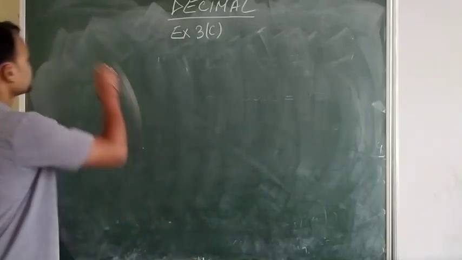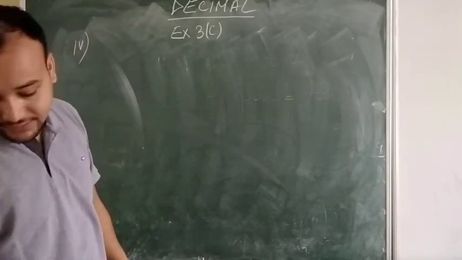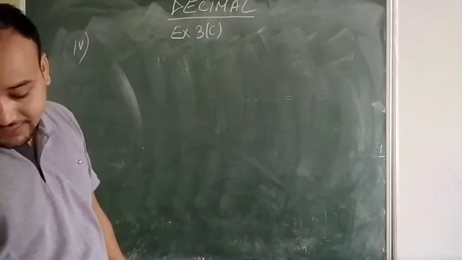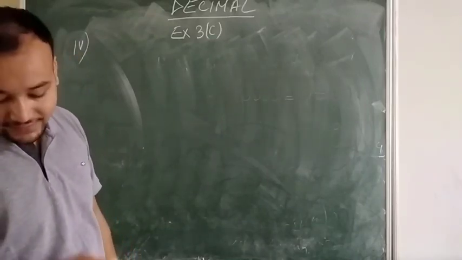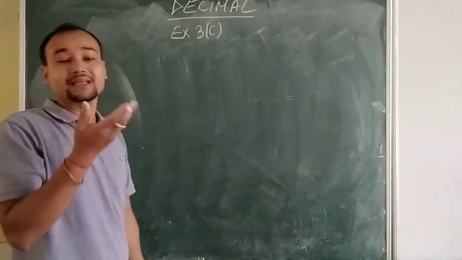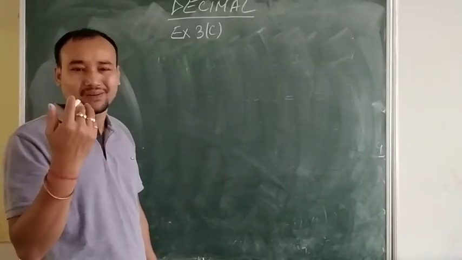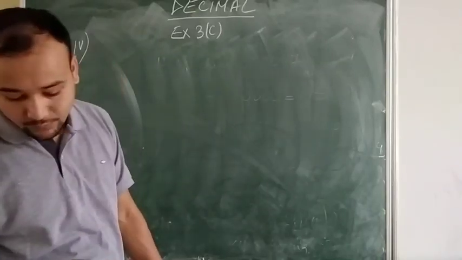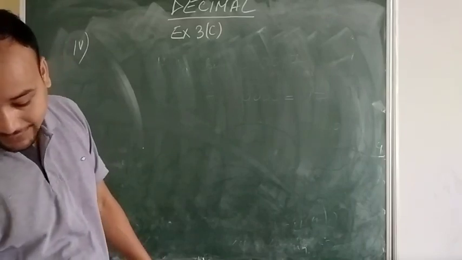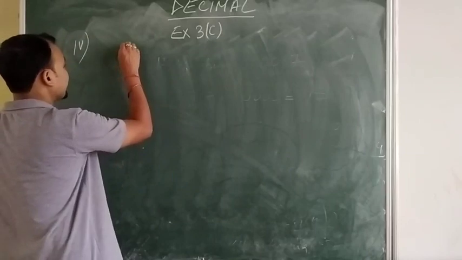Question number 4 says to calculate, giving your answers correct to the indicated number of decimal places. This time the question says you have to stop the answer at 1 decimal, and another at 5 decimals. Whatever it is, it is nicely given. We need to give our answers correct to the indicated number of decimal places.